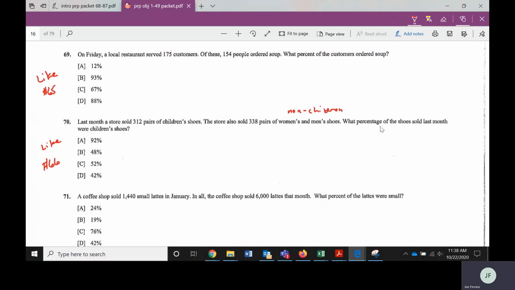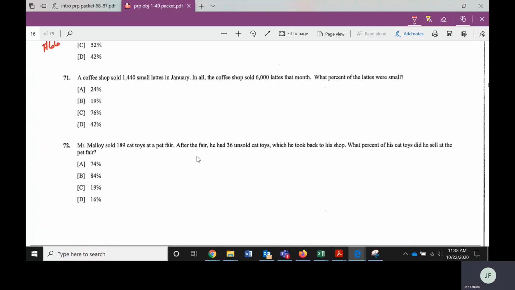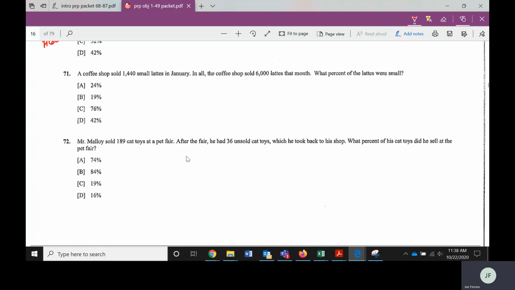And then you're going to have to know what the total amount of shoes are to do the problem. And so if you have children's shoes and non-children's shoes, that'll tell you how many total shoes there are. Last problem we're going to do is number 72, because it's a little different than the other problems.